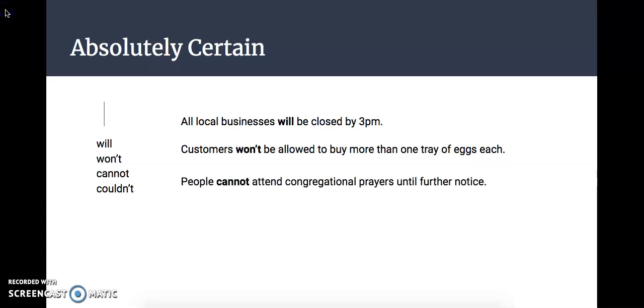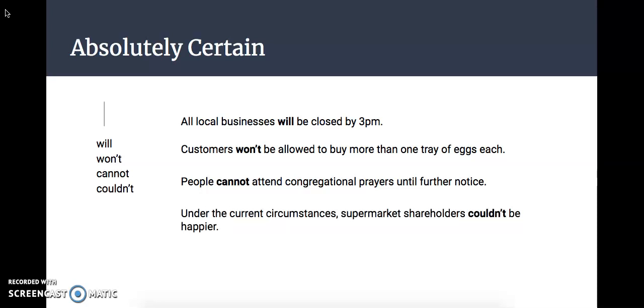How about another one? People cannot attend congregational prayers until further notice. Again, we're using the modal verb cannot to stress that we're absolutely certain that there is no possibility of people being allowed to pray in congregational prayers until further notice. Good. One more.